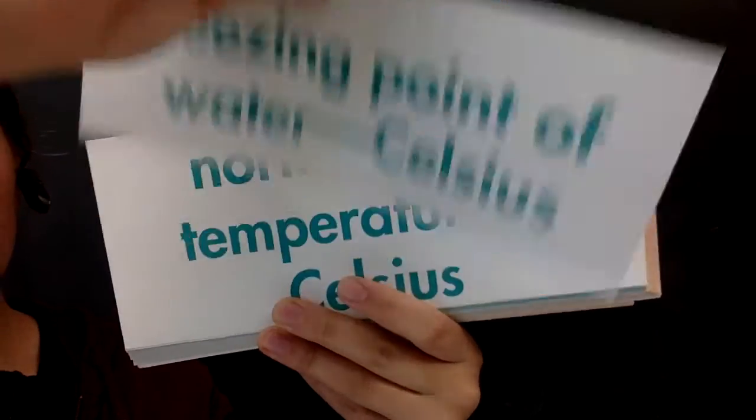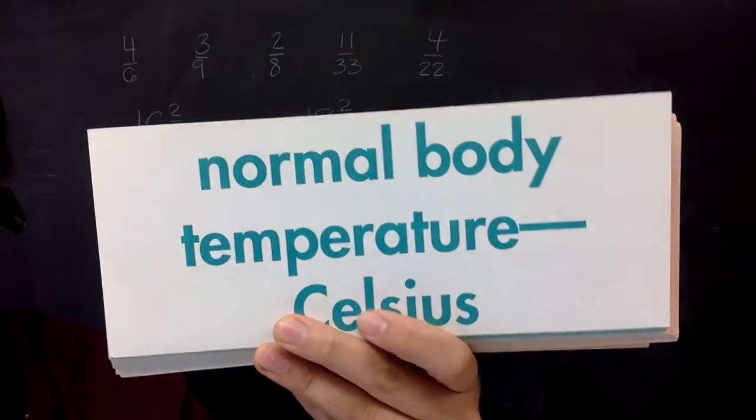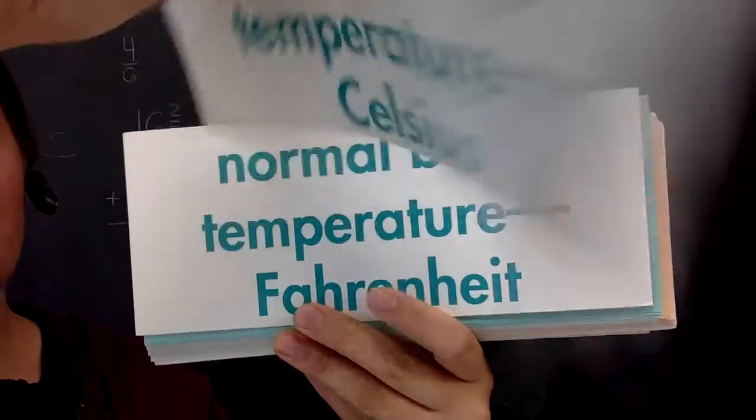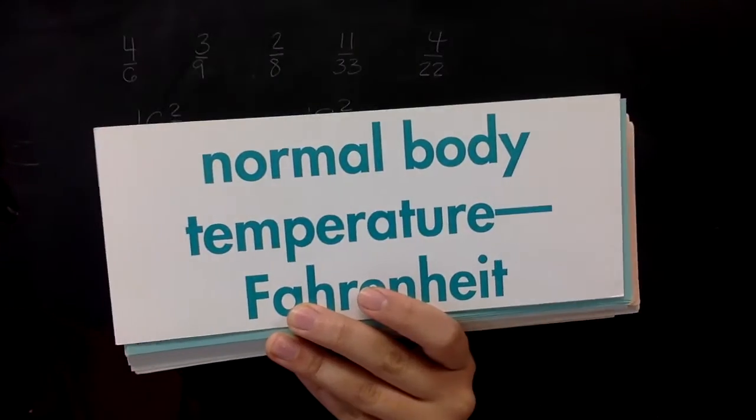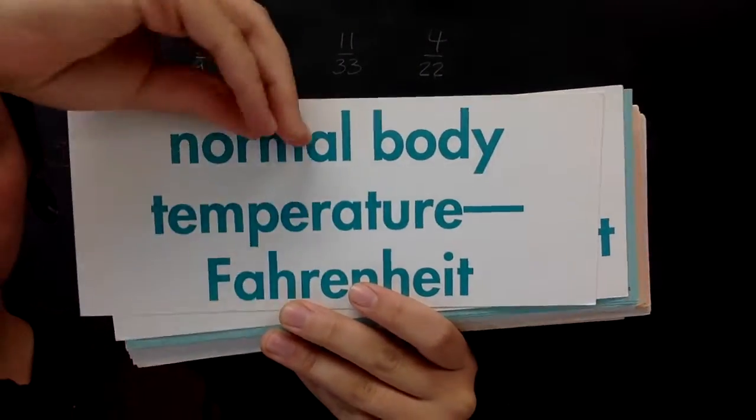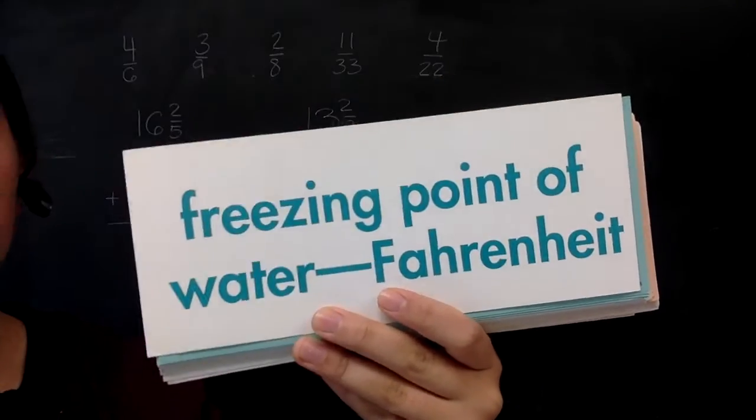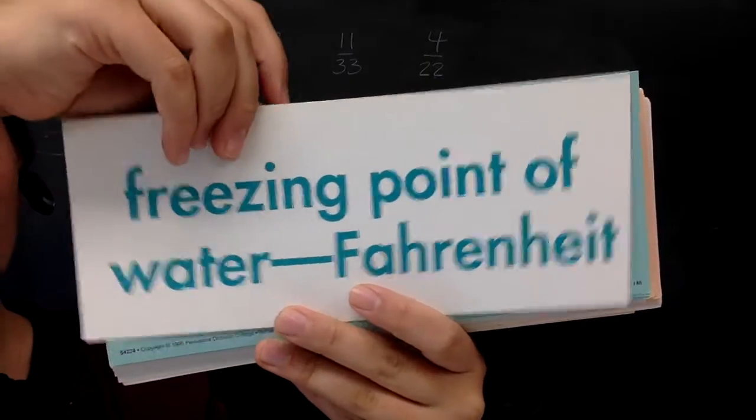Freezing point of water Celsius, 0 degrees. Normal body temperature Celsius, 37 degrees. Normal body temperature Fahrenheit, 98.6 degrees. Freezing point of water Fahrenheit, 32 degrees.